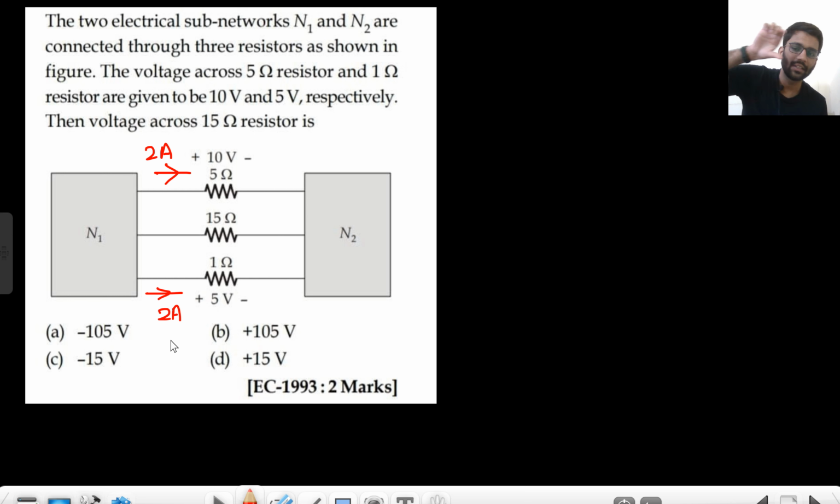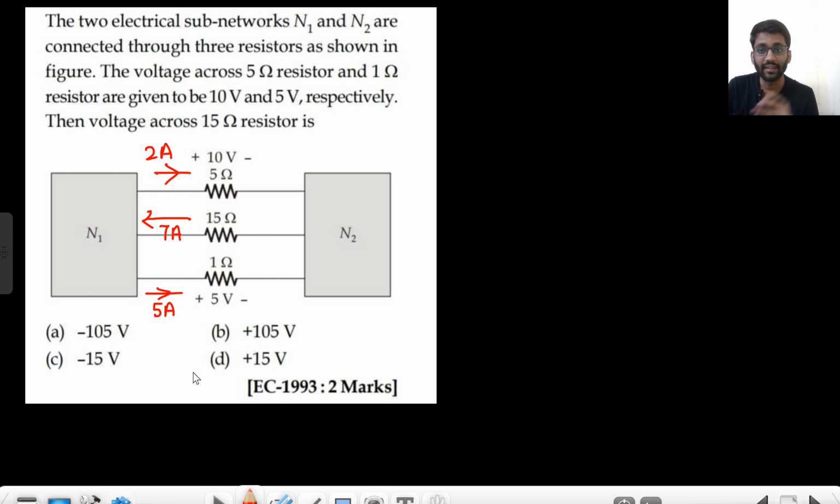Oh sorry, not 2 ampere, 1 by 5, so it is 0.2 ampere. And V by R here is 5 ampere. So 2 ampere current and 5 ampere current, so this network is giving 7 ampere current. That means it will take back the 7 ampere current, right?